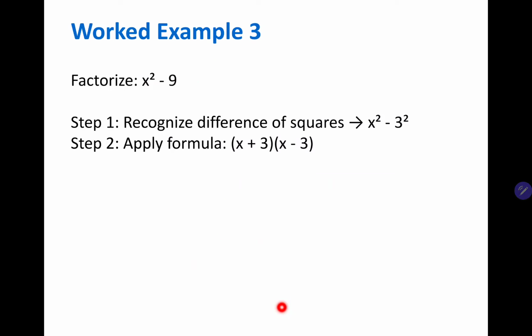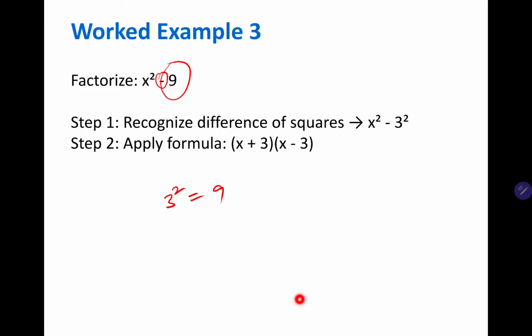Factorize x squared minus 9. Here we'll look at what we call difference of squares. Difference of squares is used when the constant has a square root. In this expression, the constant is minus 9. And you have to take notice of the minus sign, because the square root of 9 here is 3. 3 squared is equal to 9. But here we have minus 9.